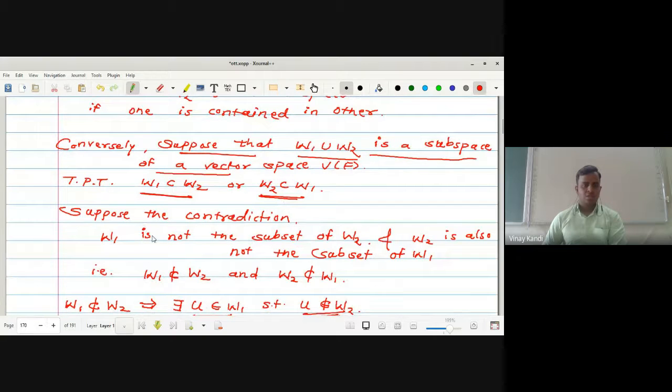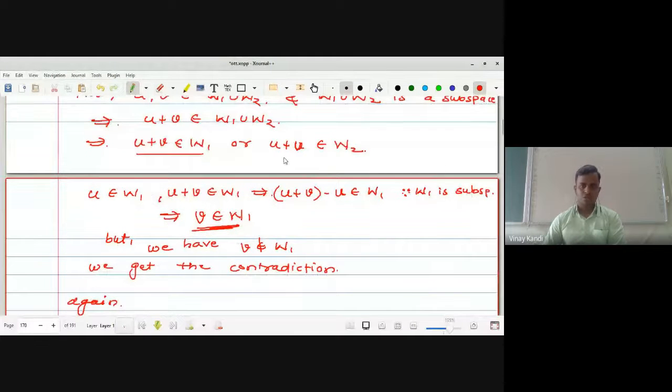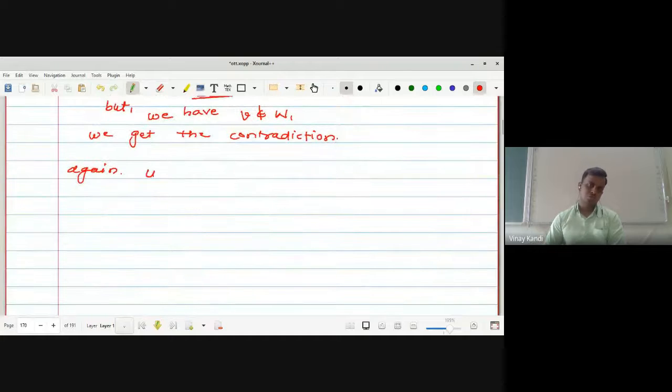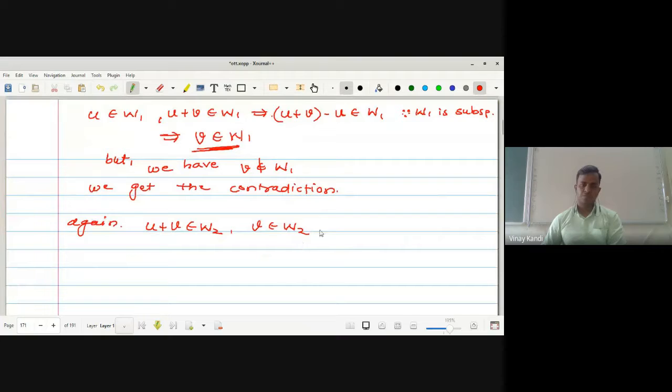Look at here. Suppose W1 is not a subset of W2. This assumption is wrong. Now again, what do we have here? U plus V belongs to W2, and V belongs to W2. But W2 is a subspace, so the subtraction of these two elements, U plus V minus V, must be in W2. So U plus V minus V, what do we get? U belongs to W2.